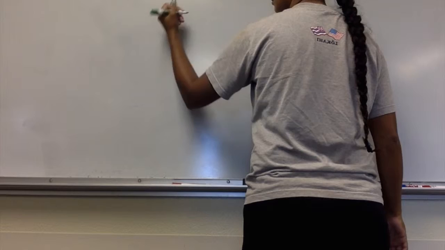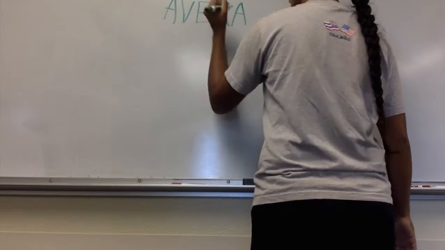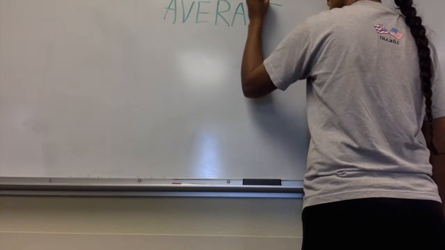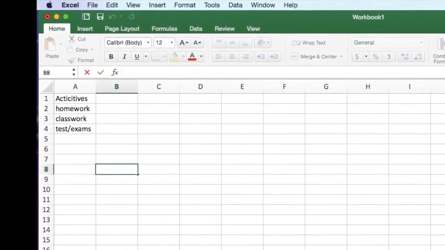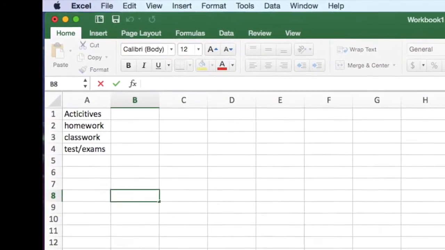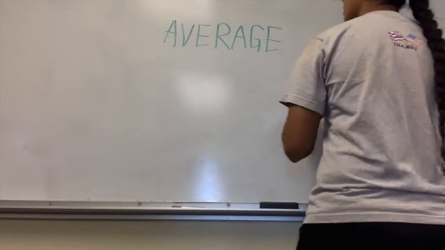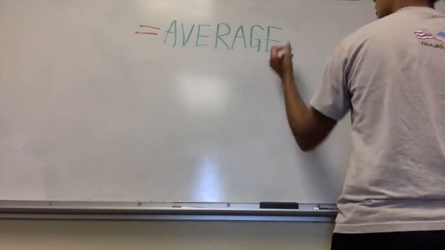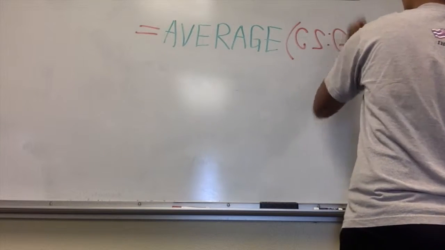The first function we will be going over is average. In Excel, we use the average function to calculate the total average of the sheet or numbers you have plugged in. In Excel, we want to find the average of your homework, classwork, and tests. But to do that, we will be using the function equals average parentheses C2 to G2 close parentheses.